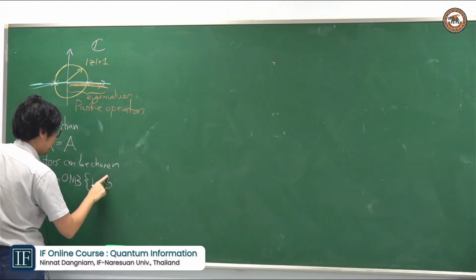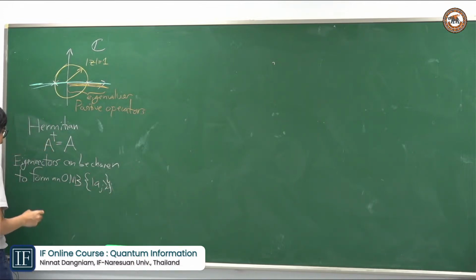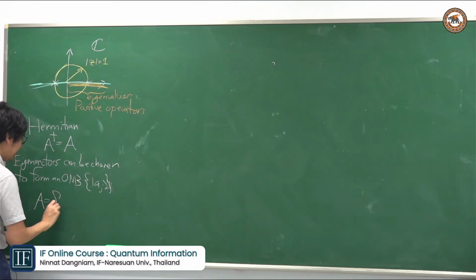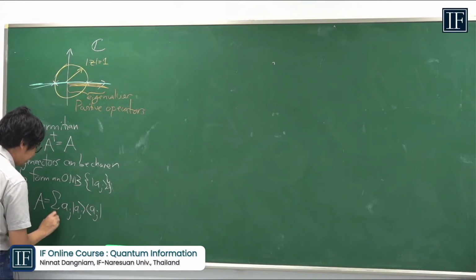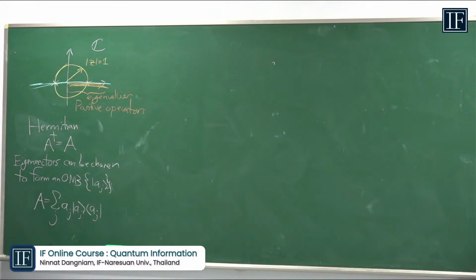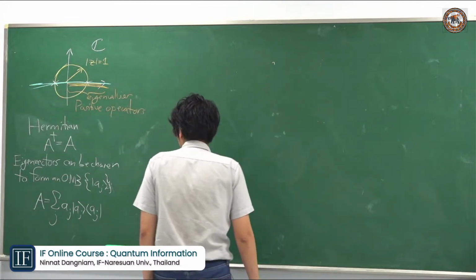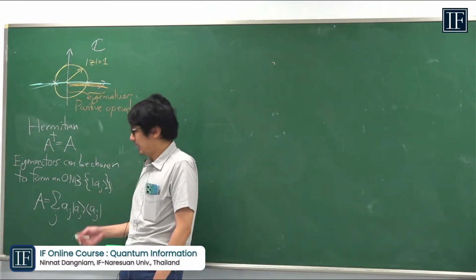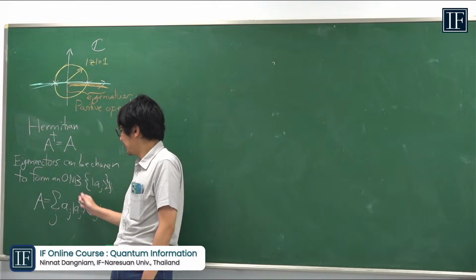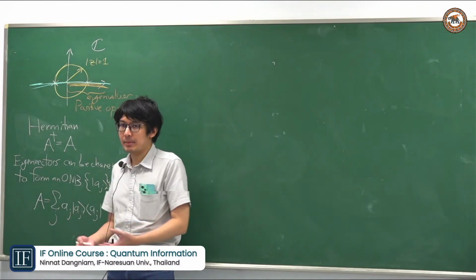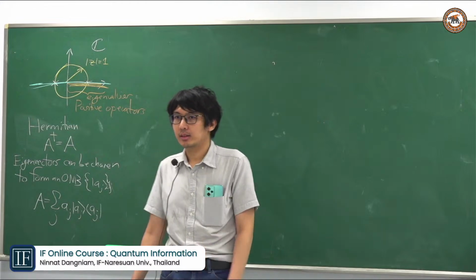So suppose I call the eigenvectors A sub j, then in Dirac notation, the operator A can be written like this. This is just a recap, and we also talked about if there is a degeneracy in these eigenvalues, then you can further group them into a sum of projectors onto eigenspaces.